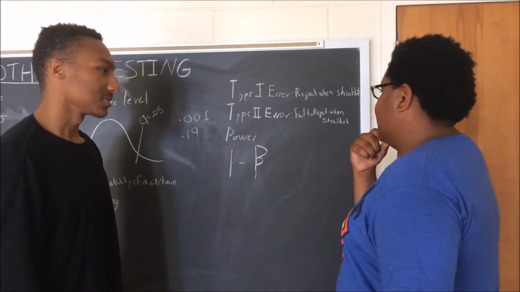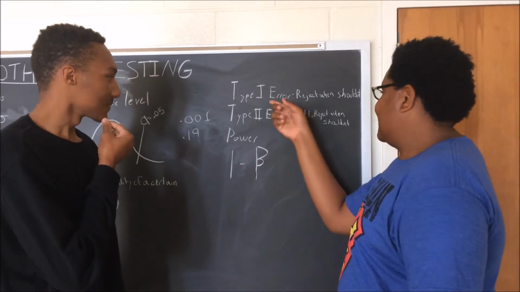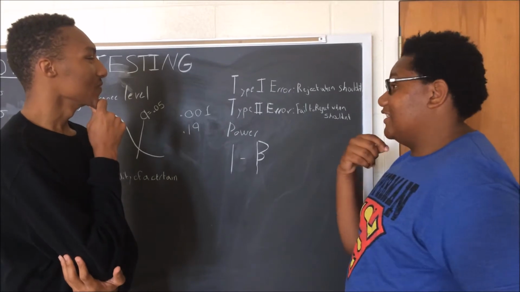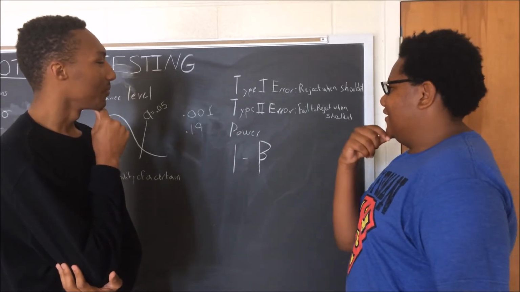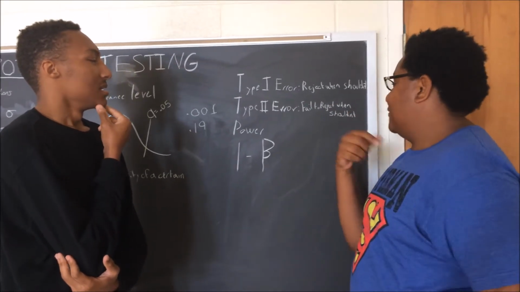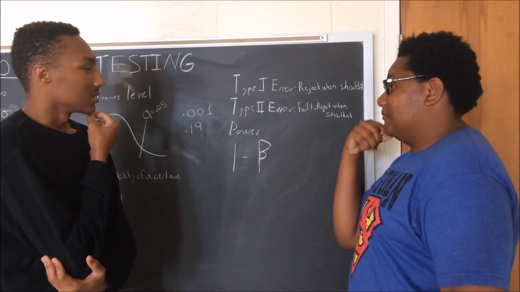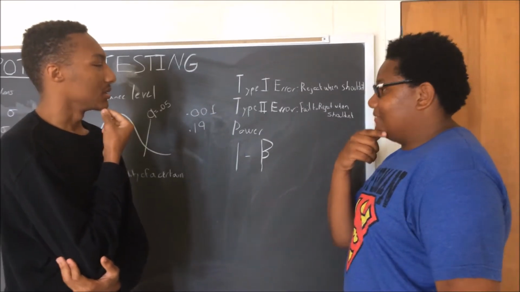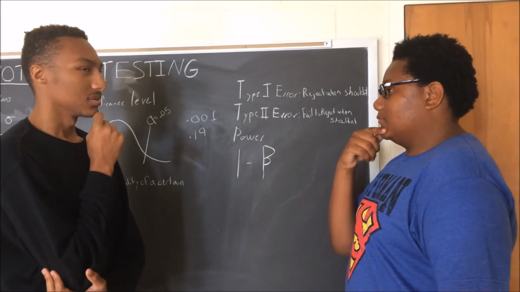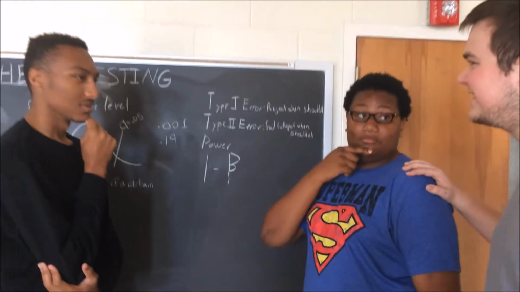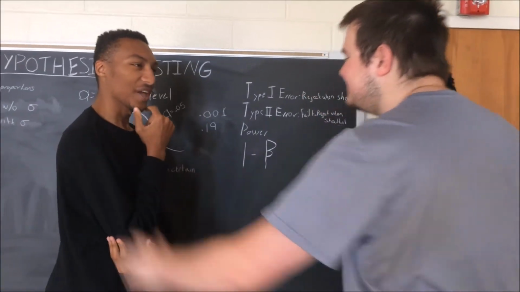What's good, brother? What's going on, Connor? So basically, type 1 error. It's basically when the null is rejected when it shouldn't be. Type 2 error, well, as you can see, it's basically when the null is failed to be rejected when it should be. And so yeah, that's basically what that is. I'm so proud of you, Connor. Good job, Psyche. Thanks, Ronald.